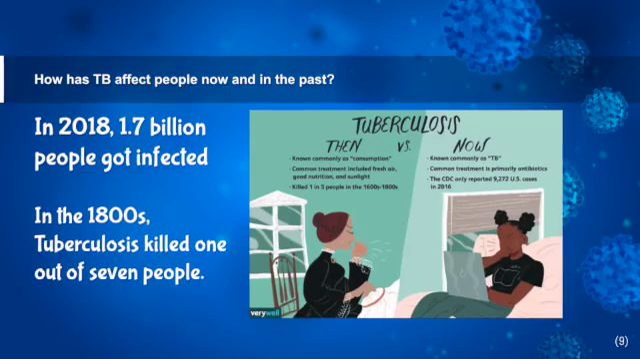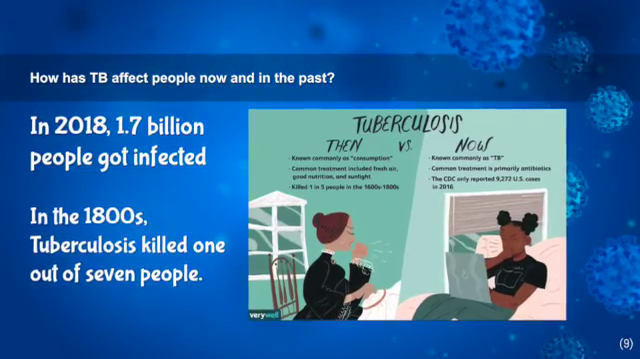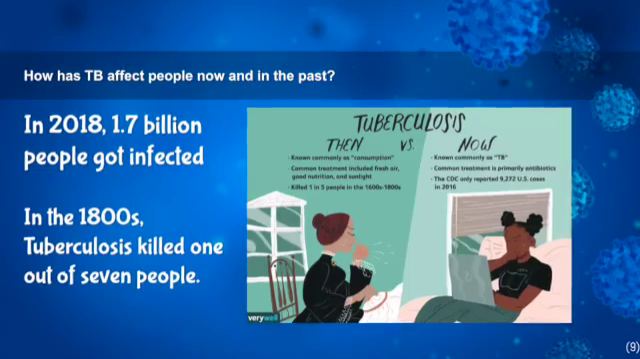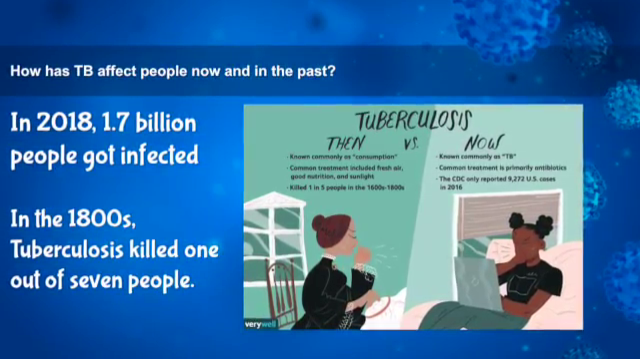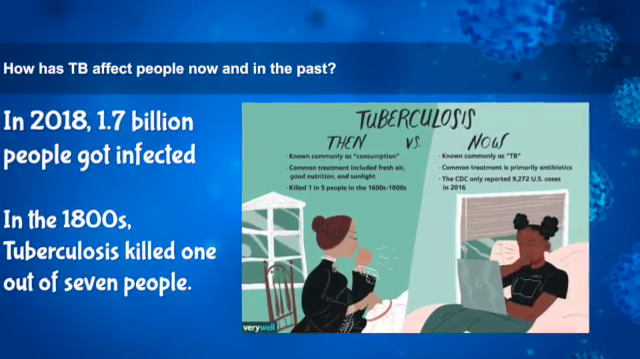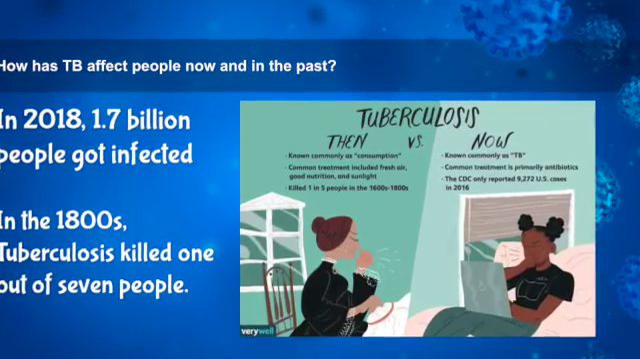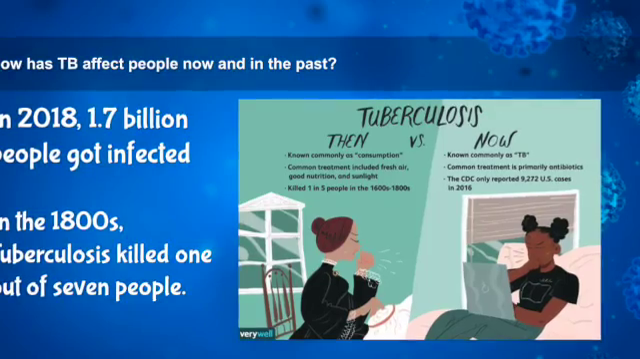How has TB affected people now and in the past? In the 1800s, TB disease killed 1 out of every 7 people living in the United States and in Europe. In 2018, 1.7 billion people were infected by tuberculosis bacteria, which is roughly 1/4 of the world's population.